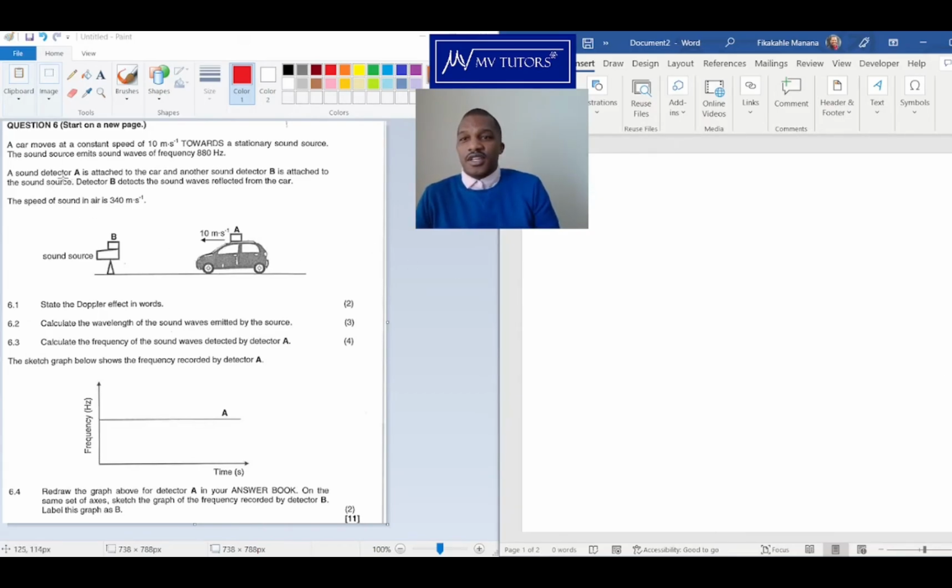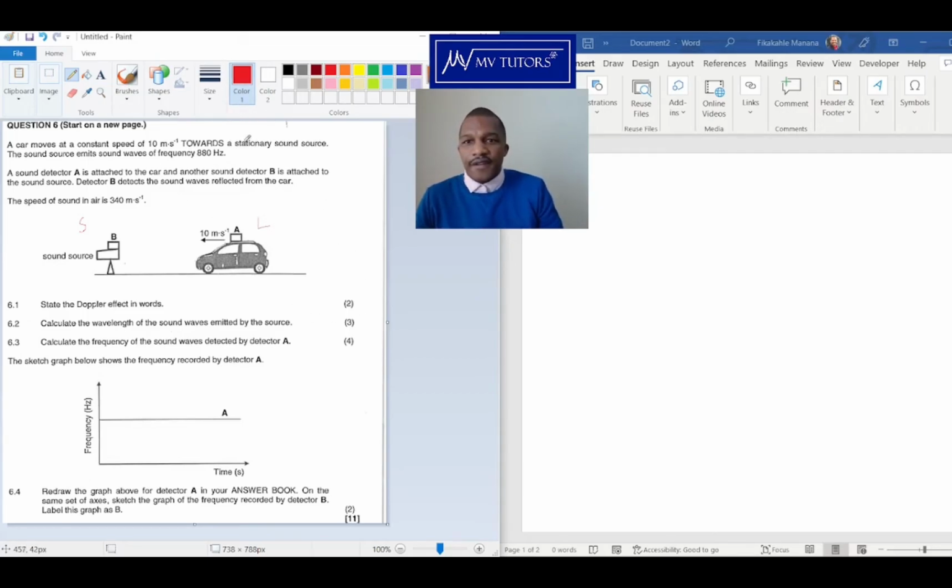Question 6 says, let's read together, a car moves at a constant speed of 10 meters per second towards a stationary sound source. So it's very important to distinguish between the source and the listener. So that's the source right there. That's the source, and then that's the listener, just like that.